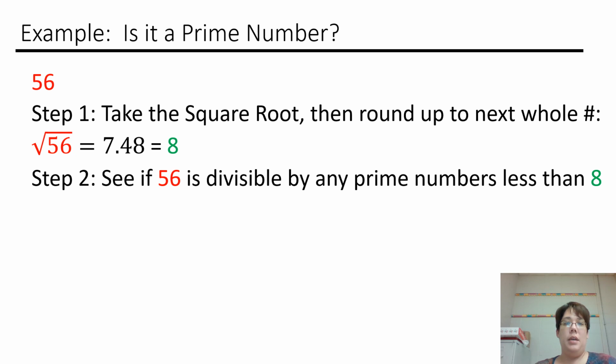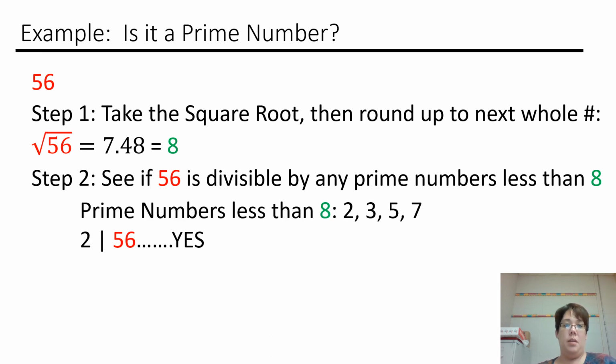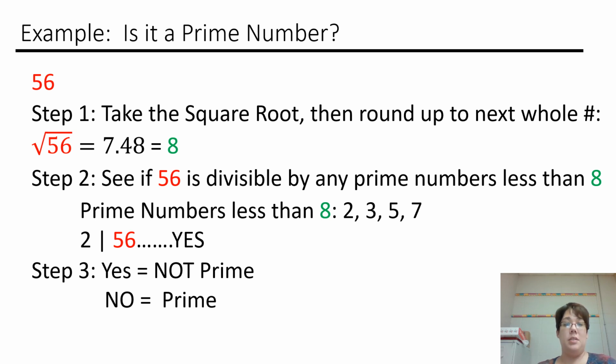Step 2 is to see if your number that we started with, 56, is divisible by any prime number that is less than 8. And remember, 8 came from this answer right here. If I look at the prime numbers less than 8, they are 2, 3, 5, and 7. Well, 2 divides into 56, so the answer is yes. Now, step 3: if your answer is yes, that means it is not prime. If the answer is no, that means it is prime.